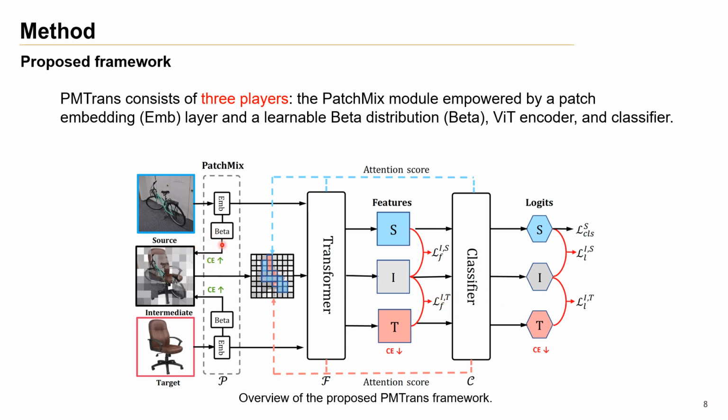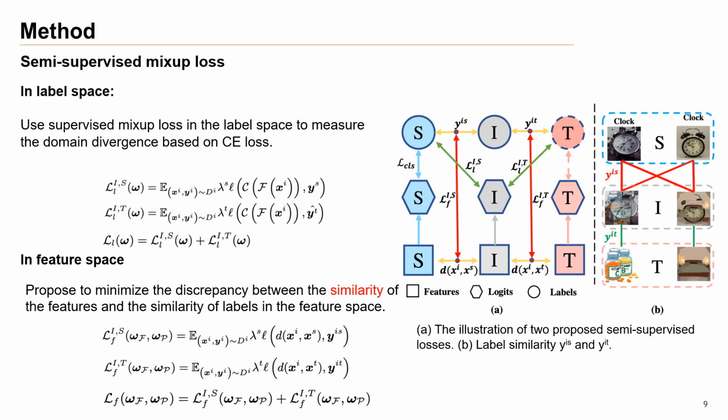PM-Trans consists of three players: the patch mix module, the ViT encoder, and the classifier. The patch mix module is proposed to construct the intermediate domain. The patch embedding layer in patch mix transforms input images from the source or target domains into patches, and the ViT encoder aims to extract features from the patch sequence, and the classifier maps the outputs of the ViT encoder to make predictions, each of which is utilized to select the feature maps to reweight the patch sequence. The patch mix with a Beta distribution aims to maximize the CE loss between the intermediate domain and the source or target domain.